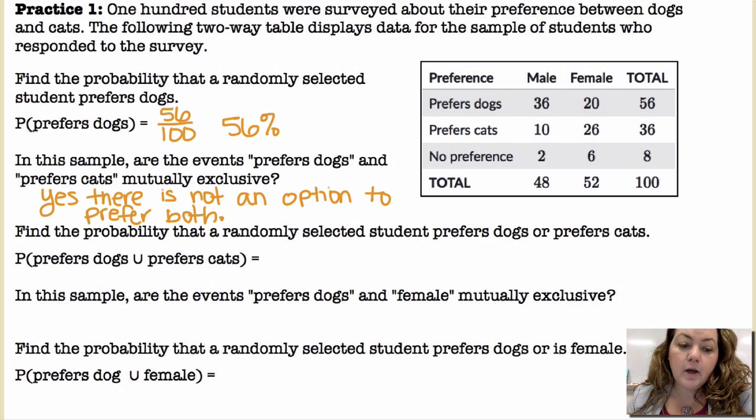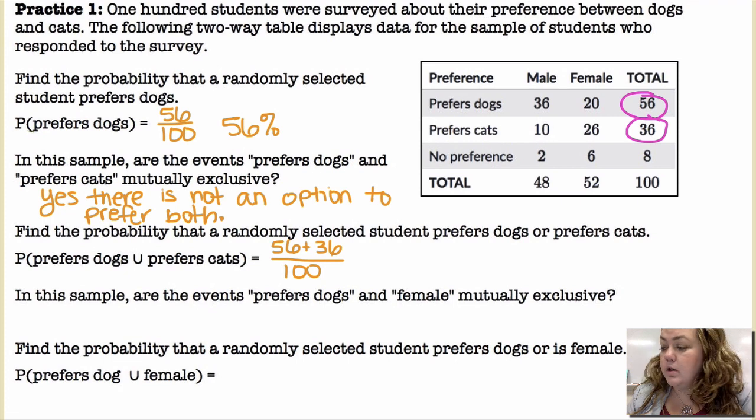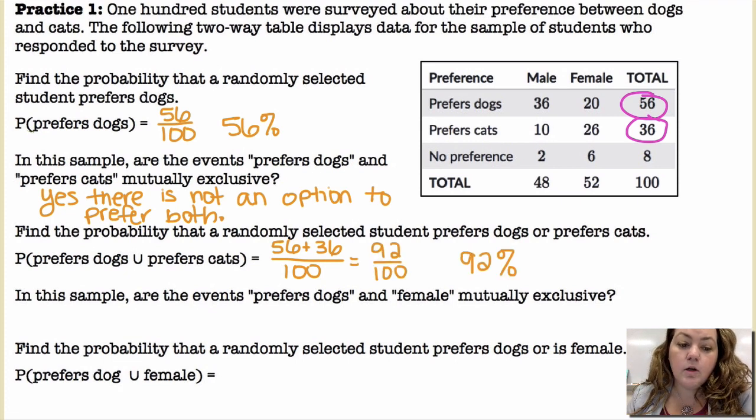All right. Find the probability that a randomly selected student prefers dogs or prefers cats. So I'm going to look at how many prefer dogs, how many prefer cats, and I'm going to combine those together. So 56 plus 36 and over 100. So I'm going to get 92 over 100, or 92% prefer dogs or cats. Remember, or is union. So I'm just combining how many preferred dogs with how many preferred cats.